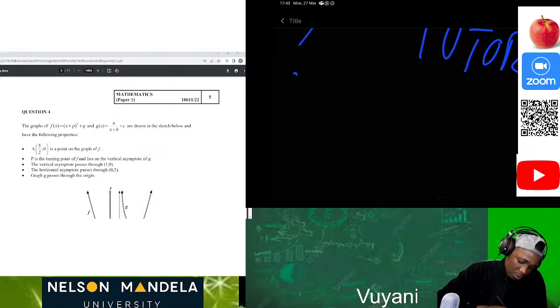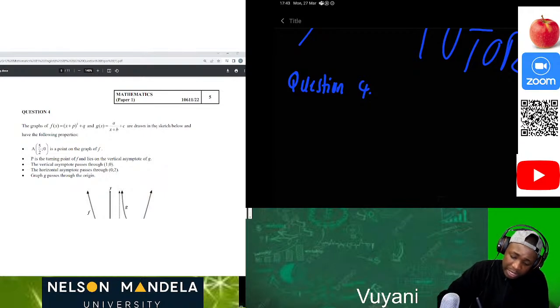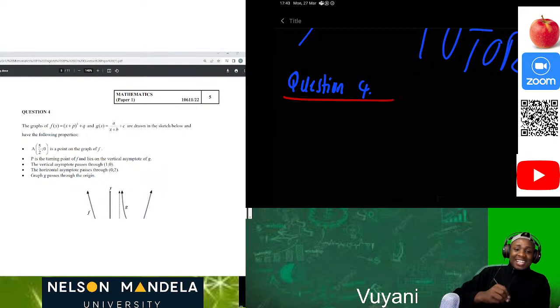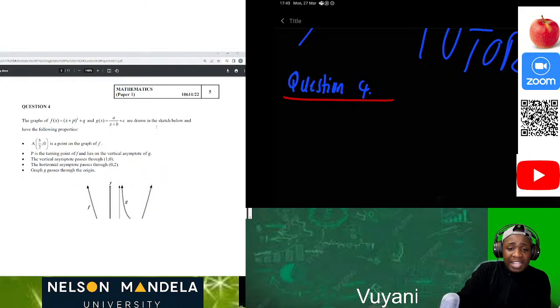So we are now on question number 4. Let's use red so that everyone can see that there is danger. The graphs of f of x equals (x plus p) squared plus q, and g of x equals a over (x plus b) plus c, are drawn in the sketch below.